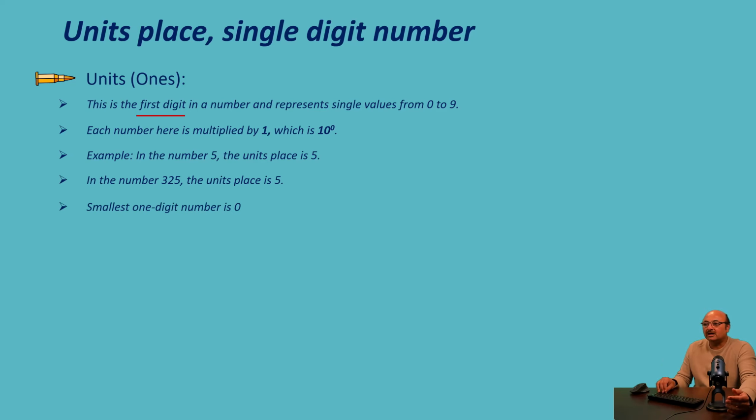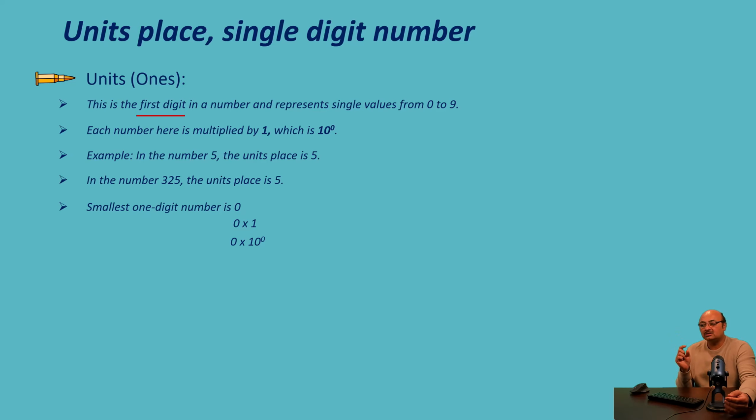Now we have to think about the smallest one digit number. The smallest one digit number is 0. The way to interpret it is, when we are saying 0, you can think about 0 multiplied by 1, or 0 multiplied by 10 to power 0. This will still result in 0. But in your mind, when you see 0 by itself, think about it as being multiplied by 1, or in another way being multiplied by 10 to power 0.